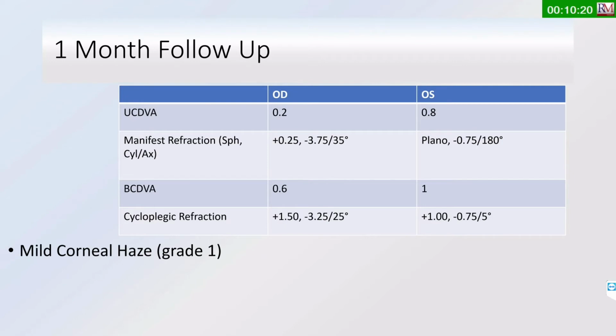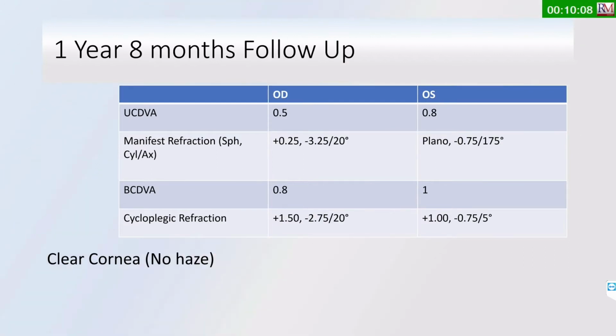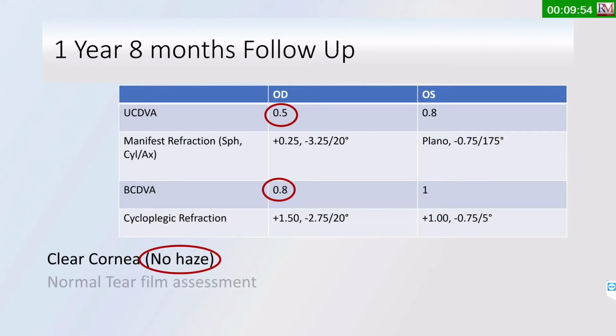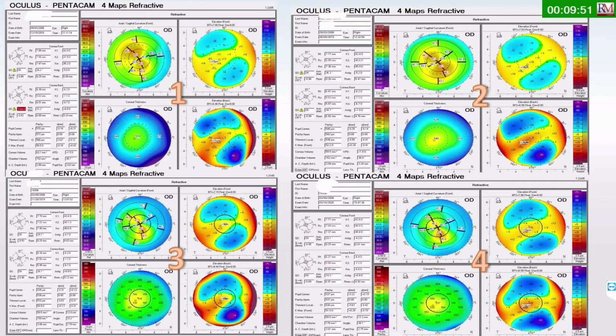At the first month follow-up, the patient had haze of grade 1, which is quite normal with the epi-off technique. At 1 year 8 months follow-up, actually now he has more than 2 years of follow-up, the haze cleared and the best corrected distance visual acuity improved to 0.8 after dropping at the first month follow-up. And this is a serial Pentacam showing the change in the phenotype of keratoconus, from the first one to the last one, number 4.